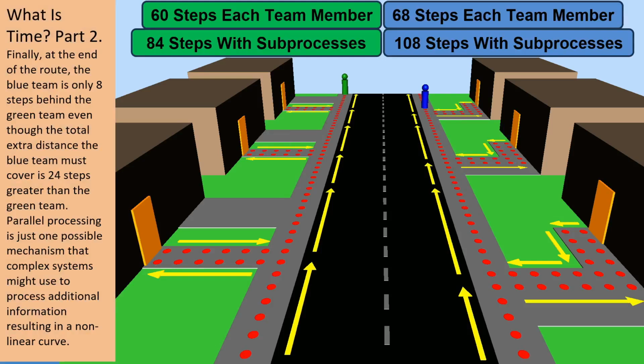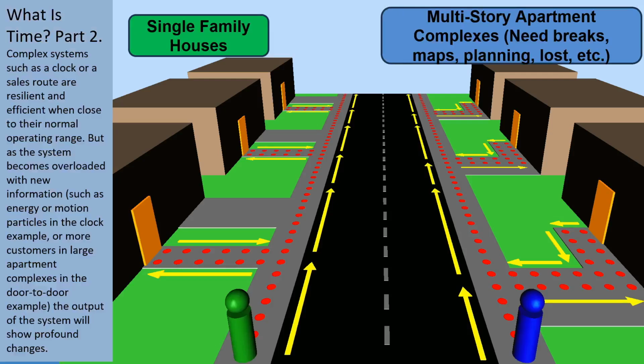Finally, at the end of the route, the blue team is only 8 steps behind the green team, even though the total extra distance the blue team must cover is 24 steps greater than the green team. Parallel processing is just one possible mechanism that complex systems might use to process additional information, resulting in a non-linear curve. Complex systems such as a clock or a sales route are resilient and efficient when close to their normal operating range. But as the system becomes overloaded with new information, such as energy or motion particles in the clock example, or more customers in large apartment complexes in the door-to-door example, the output of the system will show profound changes.